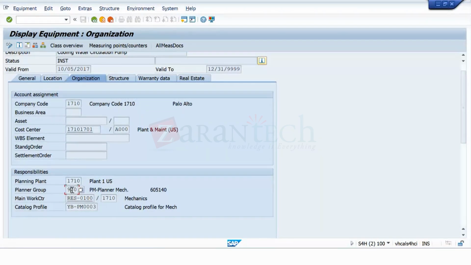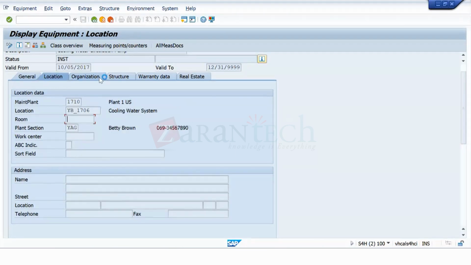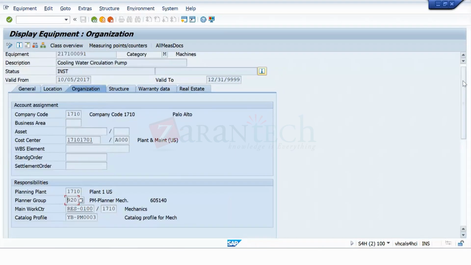So when preventive maintenance generates an order, will it go to this particular planner group or can everyone see it? Suppose I talk about preventive maintenance: it will get generated and go only to the desired planner group that you have defined, based on the work center. Either it could be based on the work center, or it could be that you have given a planner group.